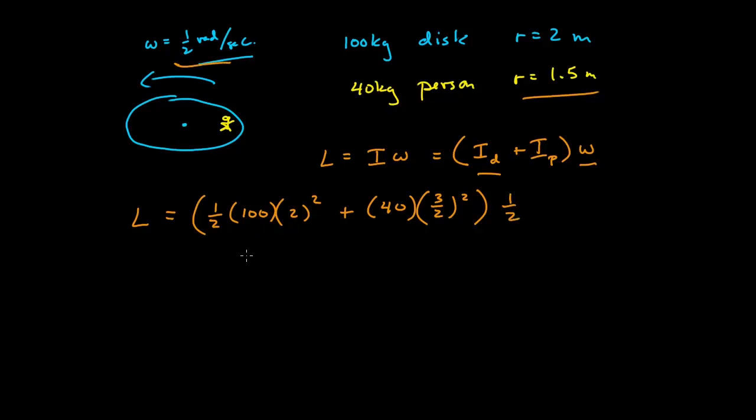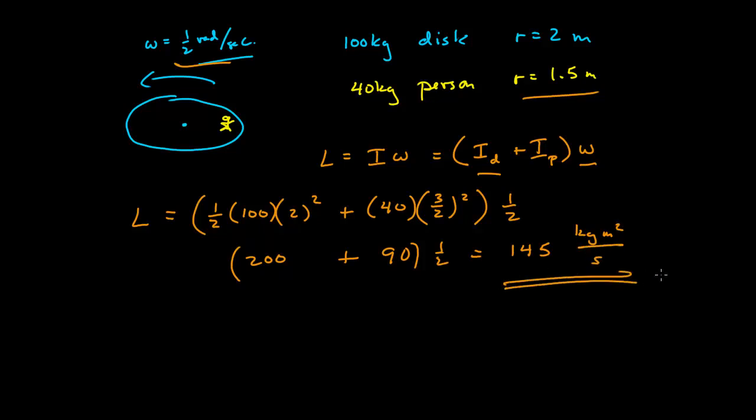If I look at this, it looks like 200 to me, and this is 9/4, so 90, times 1/2. So 290 divided by 2 looks like 145 kilograms meters squared per second. That's the magnitude of our angular momentum.